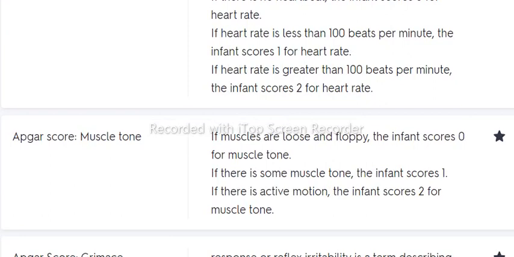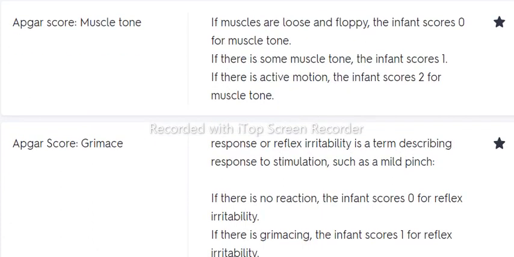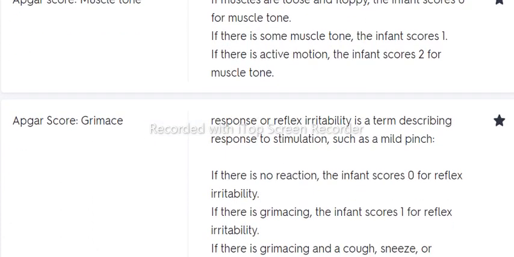Apgar score, muscle tone. If muscles are loose and floppy, the infant scores 0 for muscle tone. If there is some muscle tone, the infant scores 1. If there is active motion, the infant scores 2 for muscle tone. Apgar score, grimace.